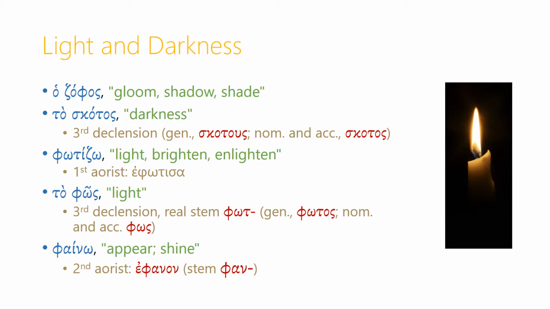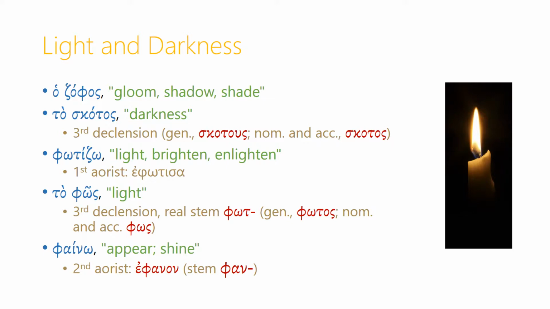If we talk about light and darkness, one of the first words to come to mind would be ho zophos. This is gloom or shadow or shade. The general idea of darkness, more generally, is to skotos. This is a third declension noun, and the genitive is skotous, and the nominative and accusative are both the same, since this is a neuter noun, so both would be just skotos.